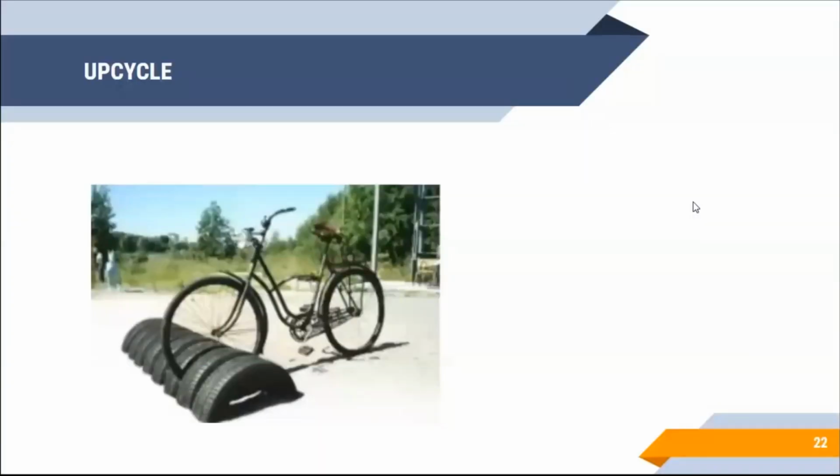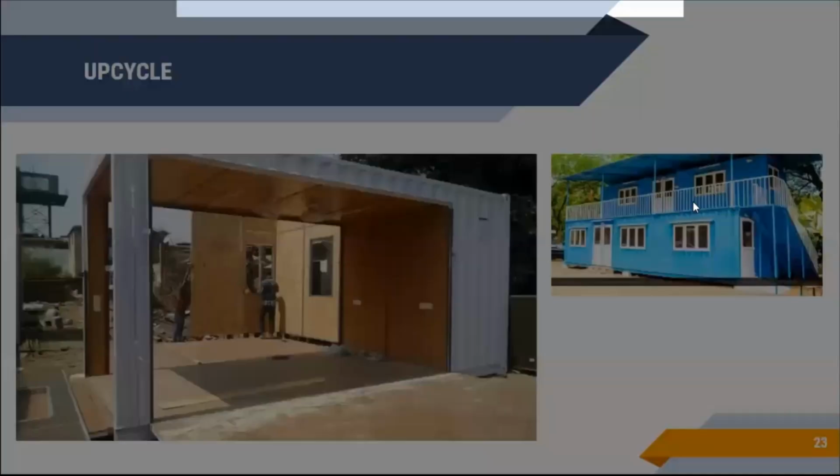And here, the cycle tires have not undergone any process. They are just submerged in the sand and can be utilized as a cycle stand. They are just using it in another way. They are not going into any process. So this is called an upcycle.